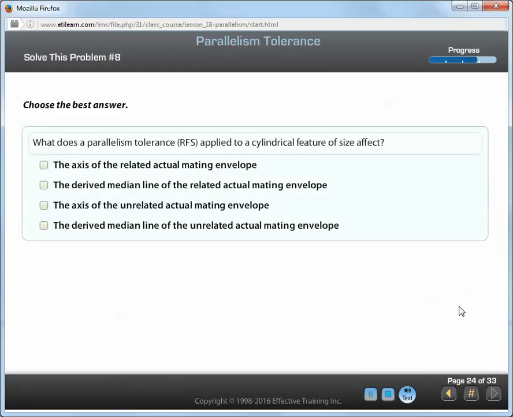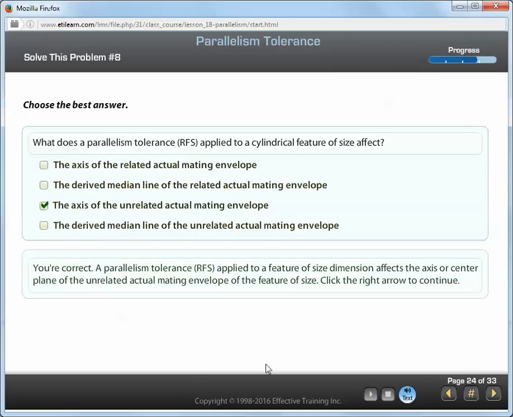What does a parallelism tolerance, RFS, applied to a cylindrical feature of size affect? You're correct. A parallelism tolerance, RFS, applied to a feature of size dimension, affects the axis or center plane of the unrelated actual mating envelope of the feature of size. Click the right arrow to continue.